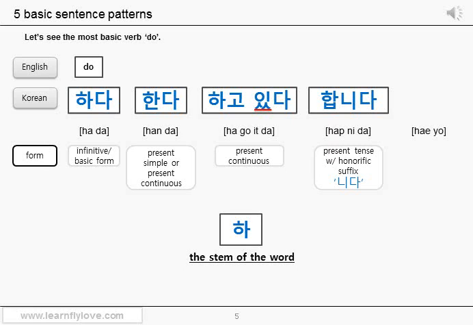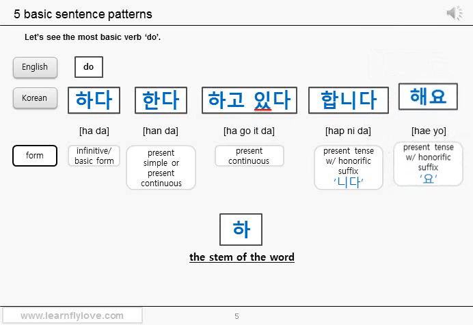Okay, of course we can make the past tense or the future tense with this honorific suffix 니다, but we are not going to check them out in this lesson because we are not going to use the form which ends in 다, at least at level 1. Okay, let's take a look at the last one.